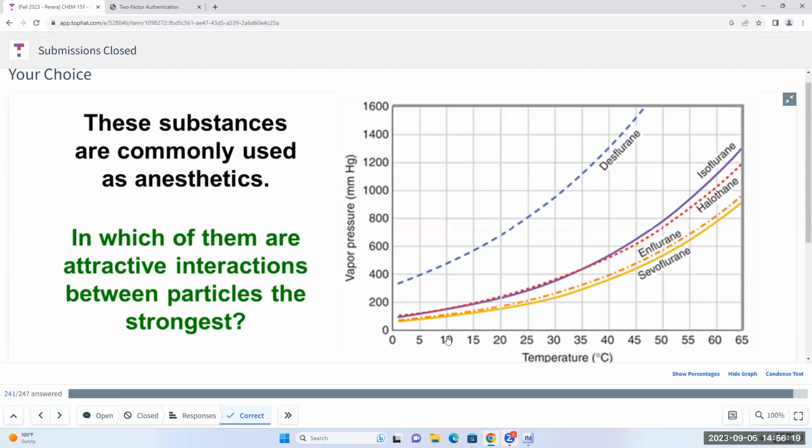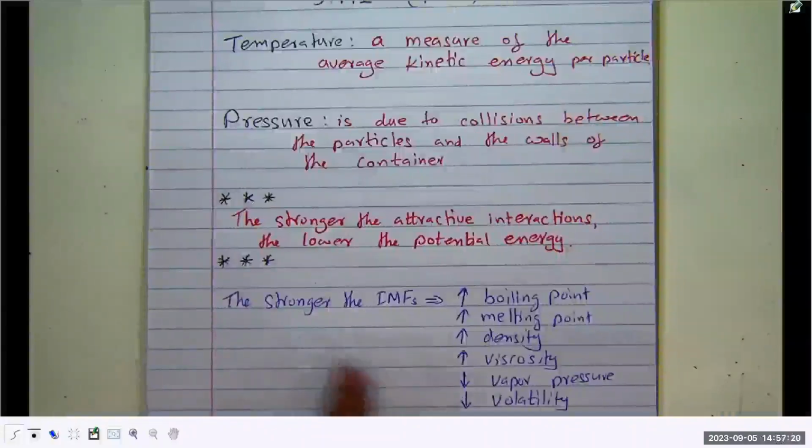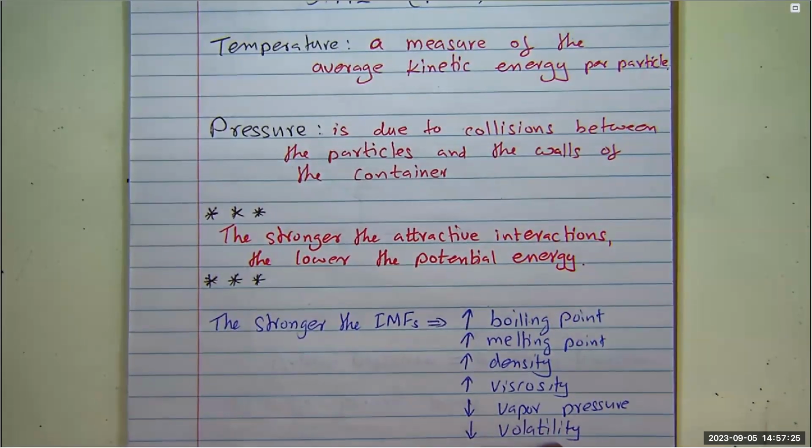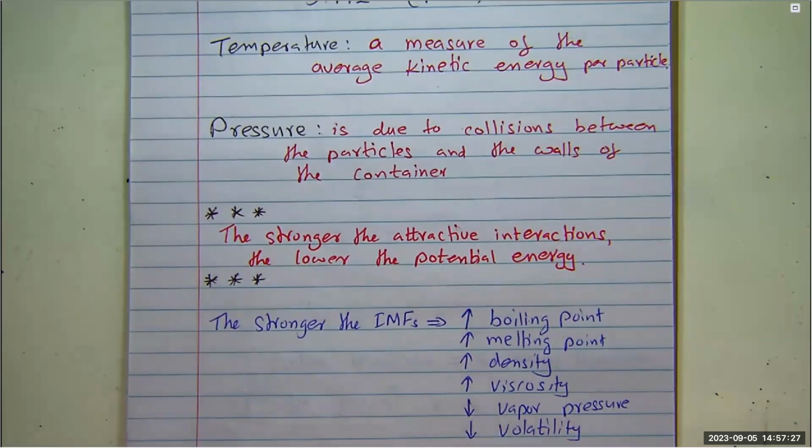And on the other hand, some of us picked desflurane, but desflurane has the highest vapor pressure of all, meaning it has the weakest attractive interactions between the particles, and that's why those particles go from the liquid to the gas phase most easily compared to the other ones. So we should be very clear in our notes: the stronger the intermolecular forces, the lower the vapor pressure, the lower the volatility. And we can explain why that's the case using the particulate model of matter. All right.